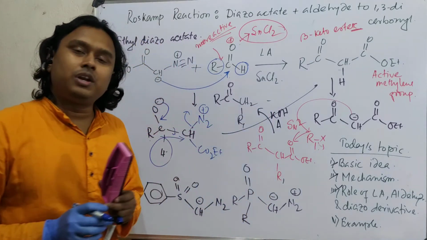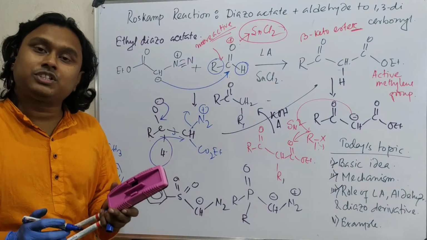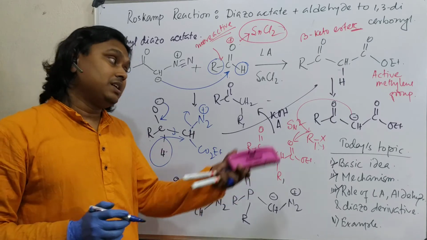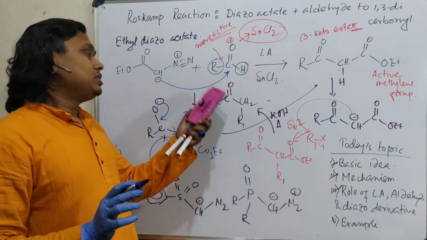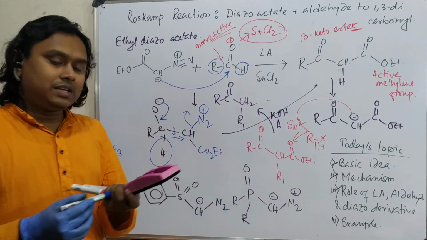And by the way, I have already uploaded a dedicated lecture on decarboxylation of beta keto acid. That is through a 6-member transition state. Please visit for your better understanding. So this is the overall chemistry, why it is important.